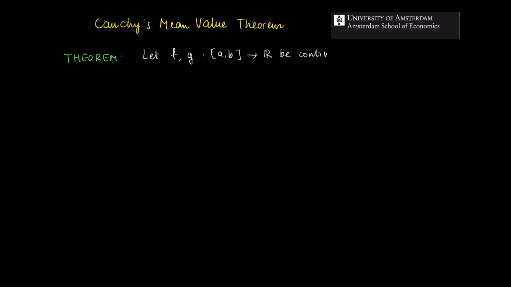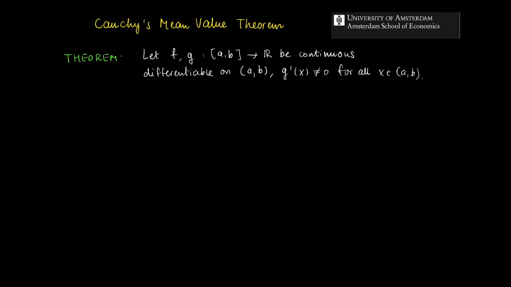So let f and g be two functions on a closed interval [a, b], where a is not equal to b, such that these are continuous. And suppose that these functions are differentiable on the open interval (a, b). Moreover, suppose that g prime of x is unequal to 0 for all x in (a, b). So the derivative of g does not vanish.